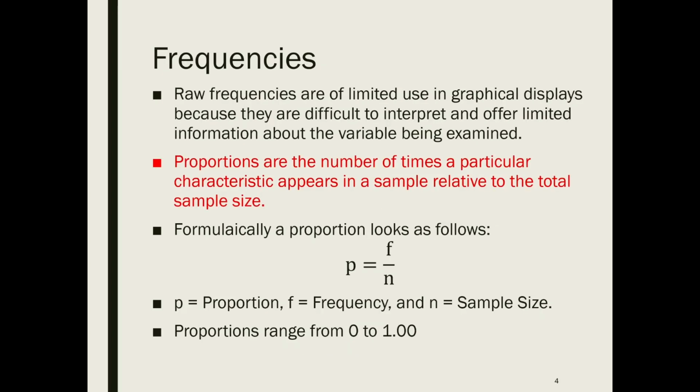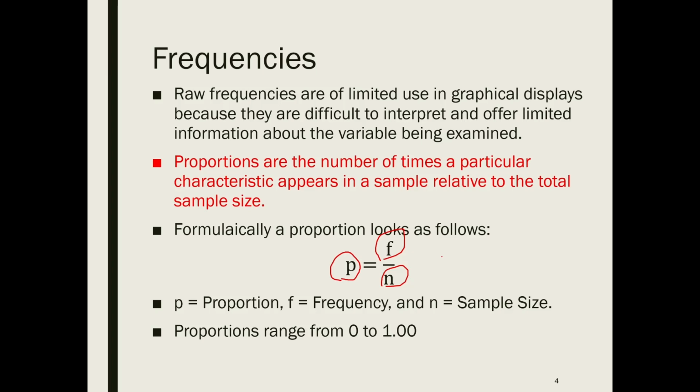So the proportion can be calculated based on the frequency. The formula is quite simple. The proportion equals the frequency divided by the total sample size. Now again, the frequency is within the sample size, so it cannot be larger than the sample size. Maximally it could be the same as the sample size, but it definitely cannot exceed it.